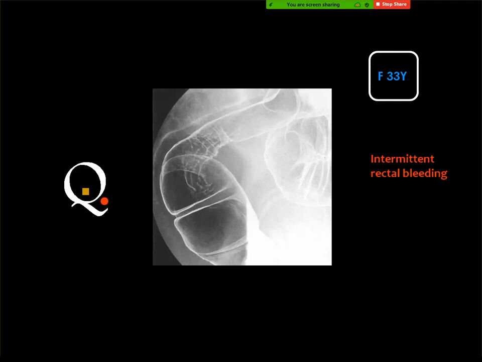Looks like ulcerative colitis. No. You see the haustra, you see the distension. This cannot be an ulcerative colitis. But you see this irregularity. No. This is the mural irregularity of the wall from one side in a female patient complaining of intermittent bleeding.